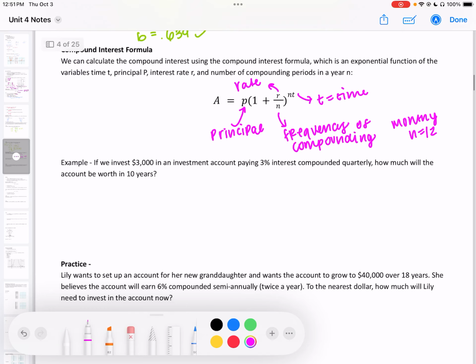So if we invest $3,000 in an investment account that pays 3% interest compounded quarterly, how much will the account be worth in 10 years?